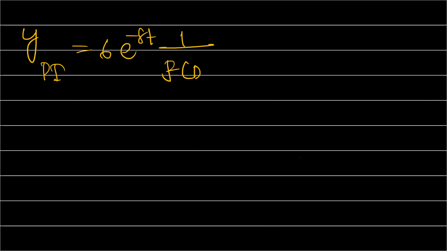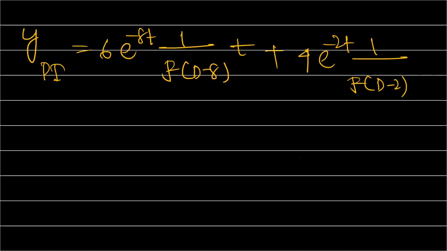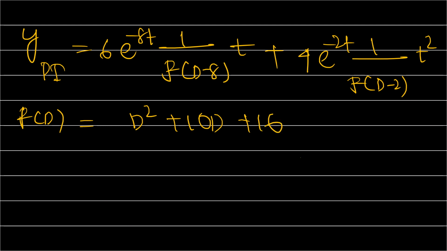Now the PI is equal to 1 by f of D, and this is basically a long question. So the first term was 60 e to the power minus 8t, divided by f of D minus 8, plus 4 e to the power minus 2t, 1 by f of D minus 2, t square. So basically f of D is equal to D square plus 10D plus 16.